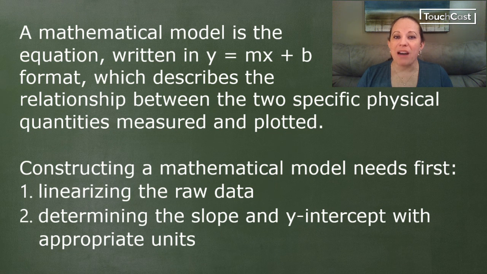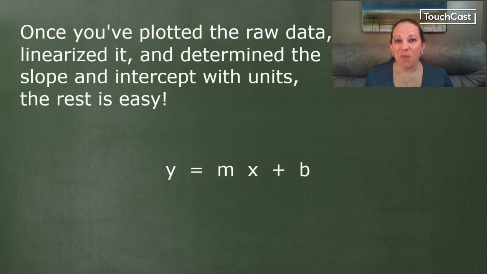A mathematical model is the equation written in slope-intercept, or y equals mx plus b format, which describes the relationship between the two specific physical quantities that were measured and plotted in this lab. Constructing a mathematical model needs first the linearization of the raw data, and then determining the slope and y-intercept with appropriate units. Once you've plotted the raw data, the rest is easy.